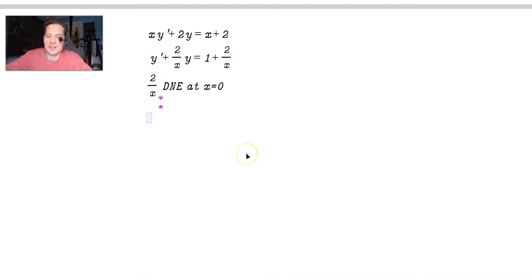Then you can identify the integrating factor. So mu of x is e raised to the antiderivative of 2 over x dx, the coefficient function here, and then you go through that. So e raised to 2 ln of the absolute value of x, the antiderivative of 1 over x is ln x, which is then e raised to the ln of the absolute value of x squared.